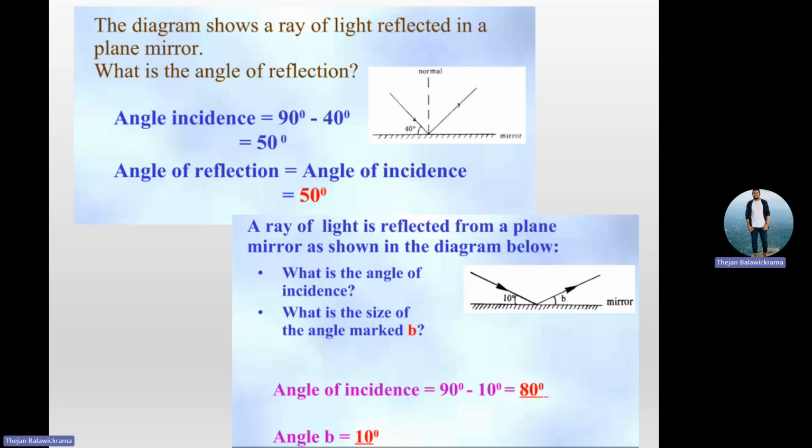And again they are asking, may I get 90 minus 10? Angle of incidence is 80, so the angle of reflection is also 80. You have to mention and say that the angle is 10.